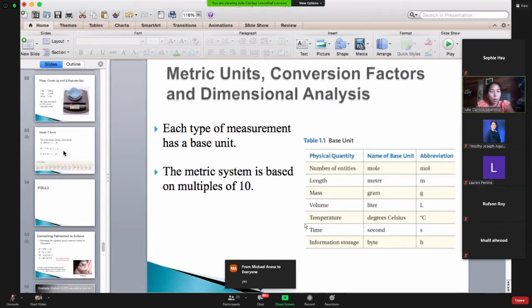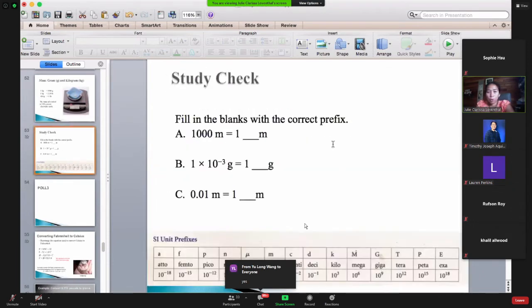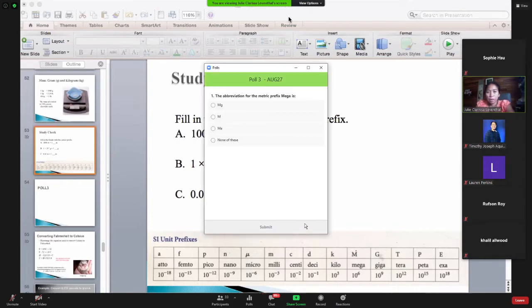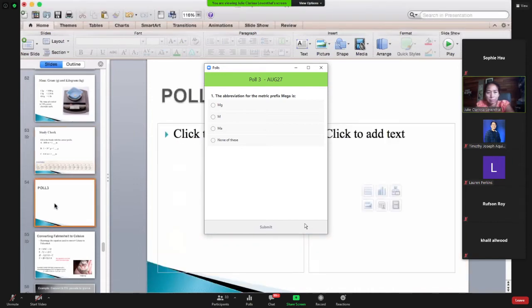Oh, I have a poll. Okay, another poll. Where's my poll? Okay, let's see if you know. Well, we'll do the poll first and get the answers for the thing. Abbreviation for the prefix mega. Which one?